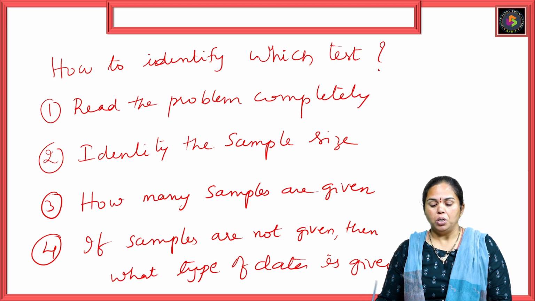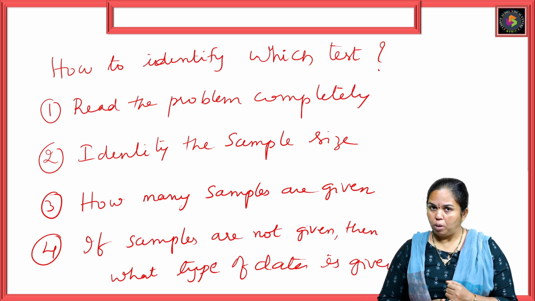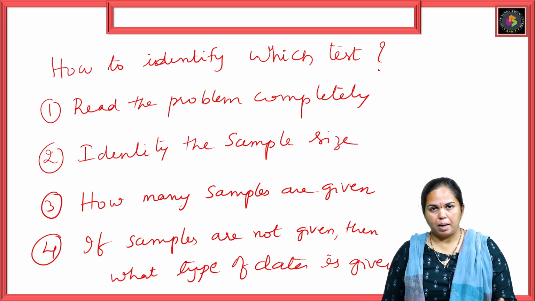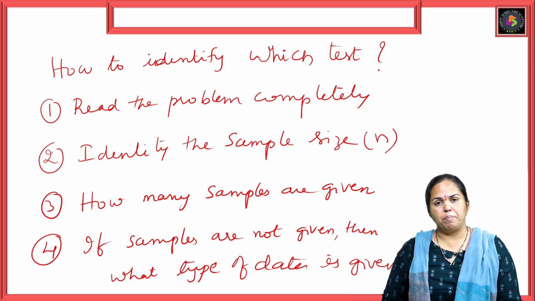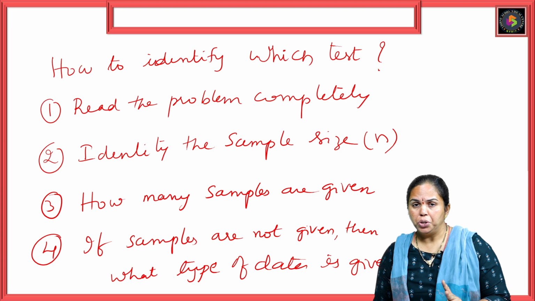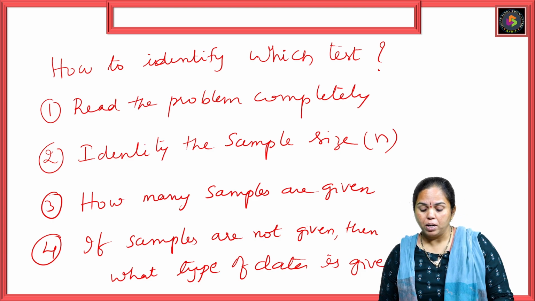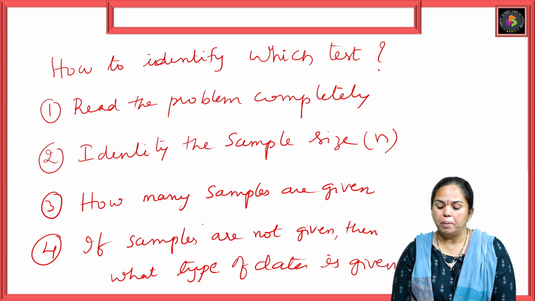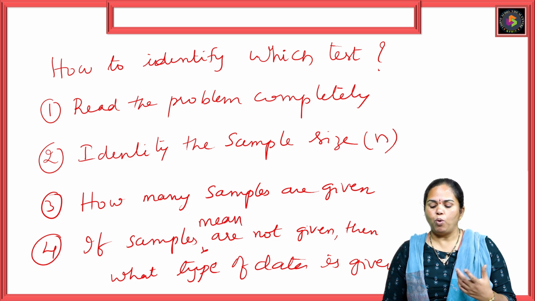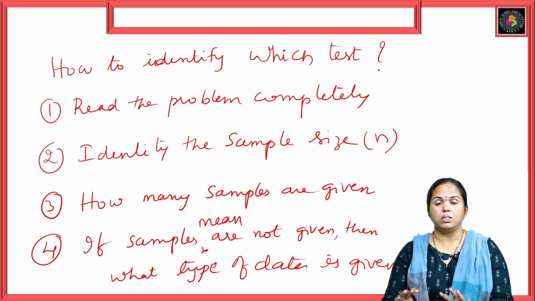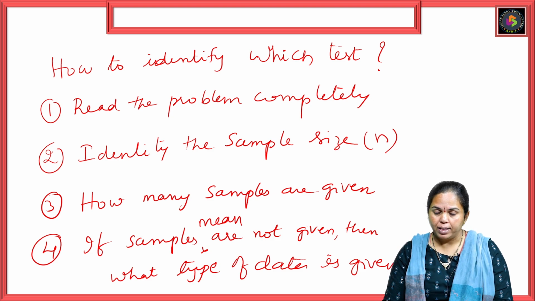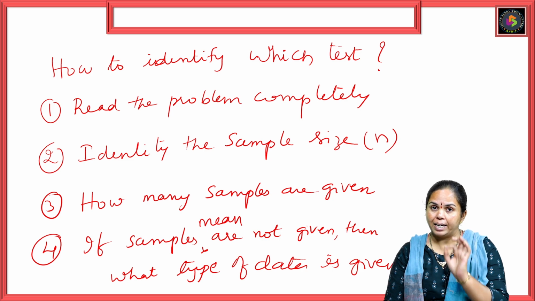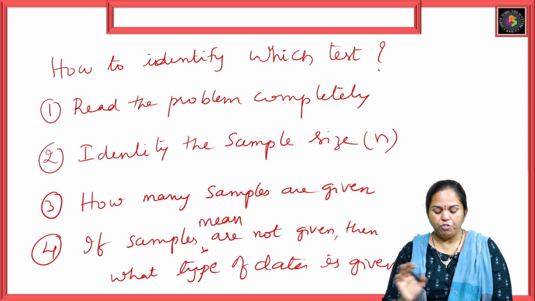to use. So first step, read the problem carefully. Second, identify the sample size, that is small n value. Next, how many samples are given, whether one sample or two samples are given. Next, fourth step, if sample means are not given, then what type of data is given in the problem? So if you identify these four steps in your problem, then you can categorize the problem as of which model.